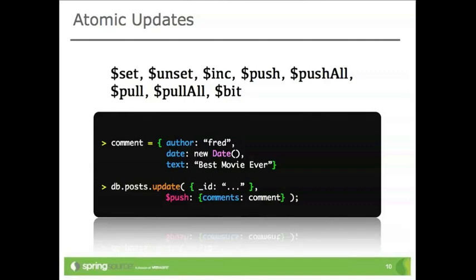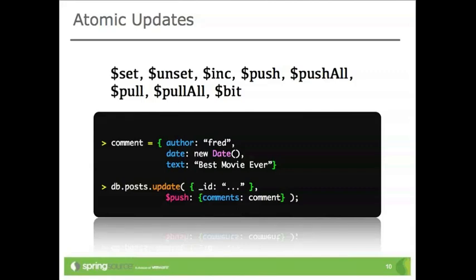So in the example here, what I'm doing is I'm creating a comment, right? So Fred wants to comment on a blog post. There's a particular date when he added his comment, and there's the text of that comment. And then this command, db.post.update, ID equals ... I'm sorry, I didn't write out the full object ID on this slide, but this first part of the query is sort of like the where clause in my update. This is specifying which document I want to update.